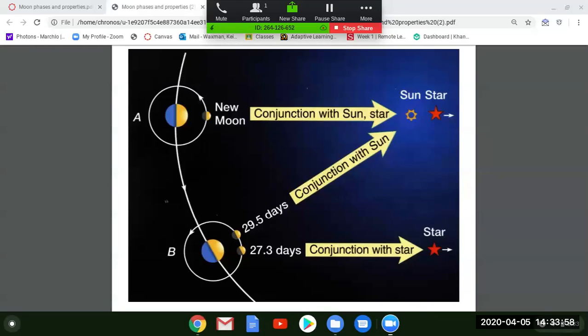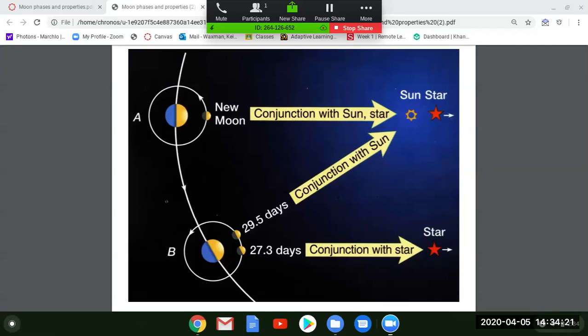That is called a sidereal month. I'll spell it out for you. S-I-D-E-R-E-A-L, sidereal, month, M-O-N-T-H.